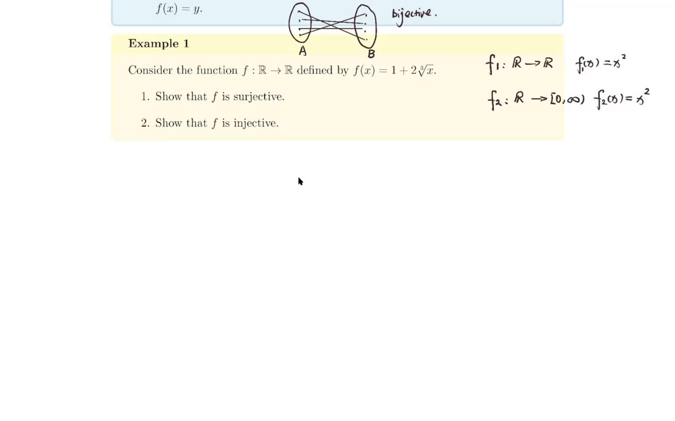They all yield the same values, that's right, but in this case, your f1 is not surjective, but your f2 is surjective. They are still different functions.